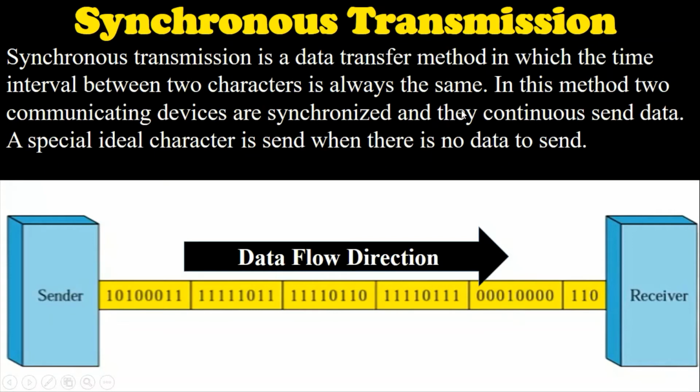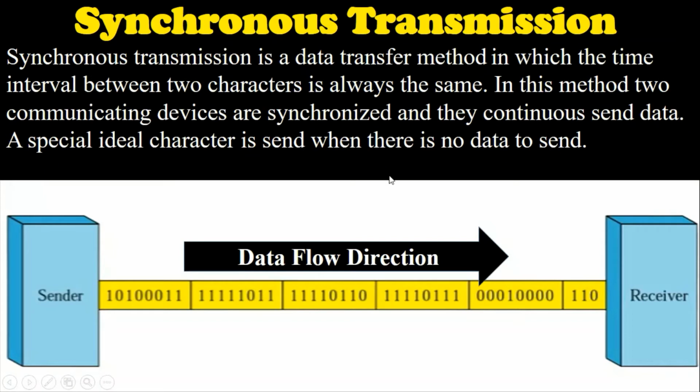In this method, two communicating devices are synchronized and they continuously send data. As we can see, data is continuously sent towards the right direction, to the receiver. A special idle character is sent when there is no data to send. For example, data is finished and there is no data to send towards the receiver. In these conditions, a special character is sent towards the receiver, so it can understand that no data is coming.